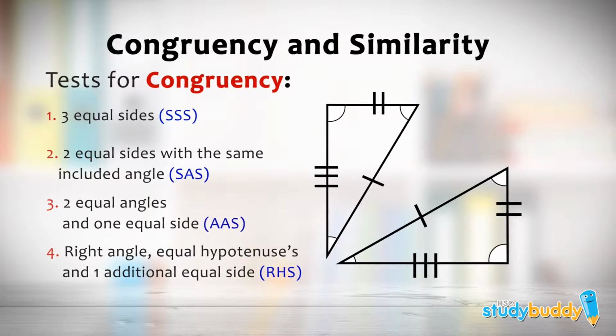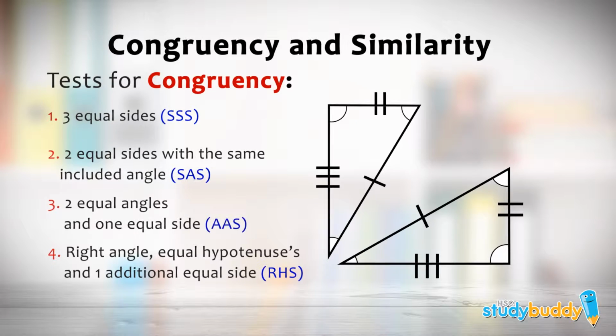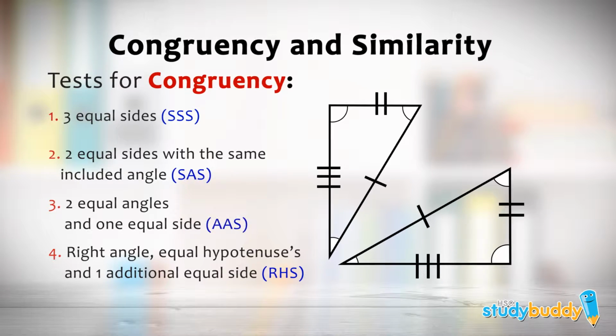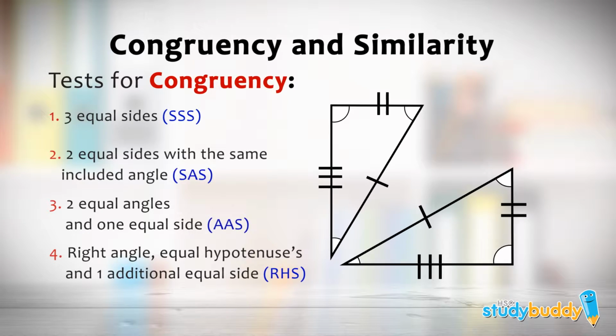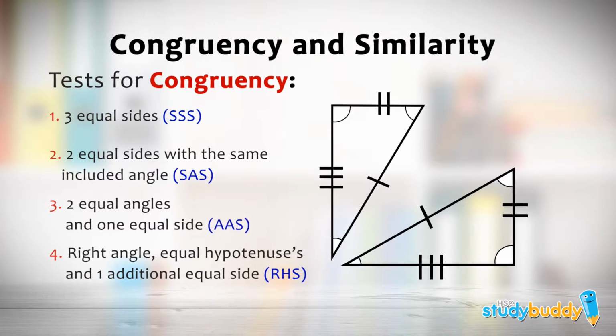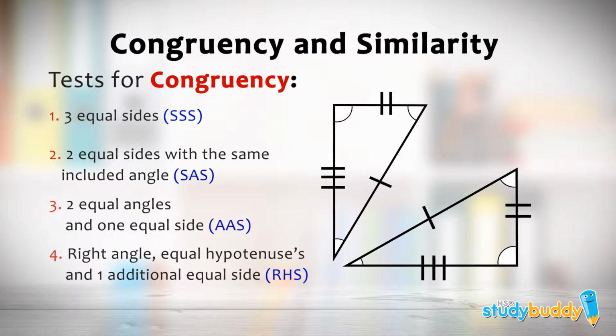We can have two angles the same and one side equal. Now that does not matter which side it is in relation to the two angles. And we can also have a right angle in each triangle, an equal hypotenuse, as well as one additional side. All of those should give you complete proof that you've got a congruent triangle.